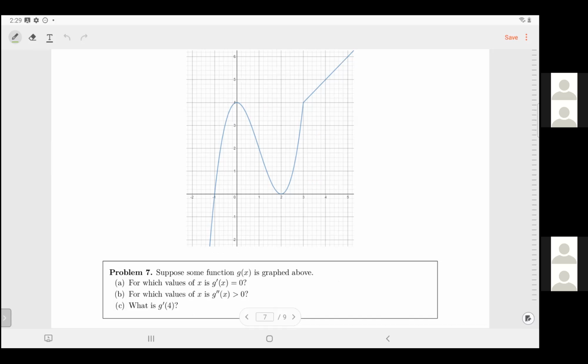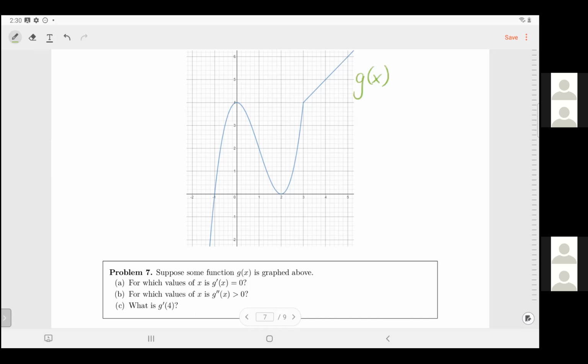All right, I'm back. And let's go ahead and get into problem 7. Problem 7 starts by saying, suppose we have some function g of x here, graphed. It's not something I could write in a nice form. I guess I could write it as a piecewise function if I wanted to. And we want to know some things about the first and second derivatives.